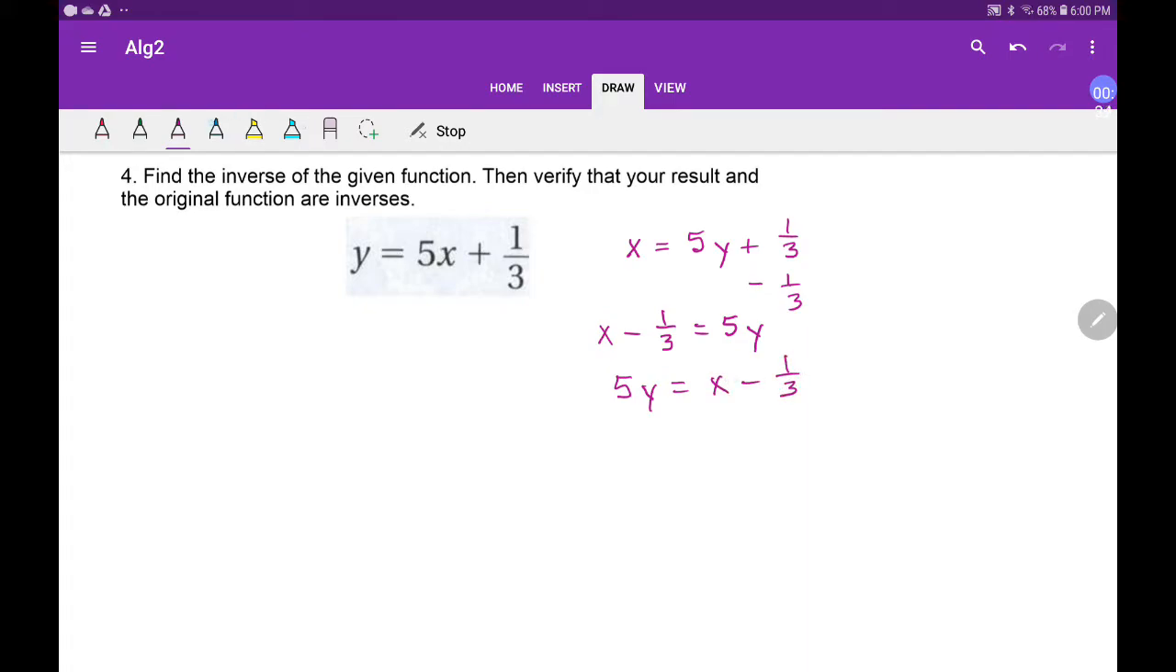And then I'm going to divide by 5, but instead of saying this, which would work, I'm going to multiply by the reciprocal because I have a fraction over there, and I think this is going to make more sense. So I'm going to get y, which is what I wanted, all alone: y equals 1/5 x, and then negative 1 over 15. And if you multiply by the reciprocal, it helps you know what you're going to do.